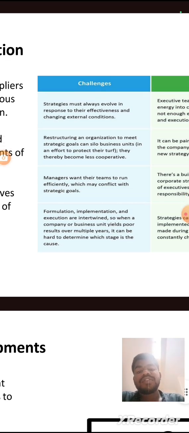And the second challenge: restructuring an organization to meet strategic goals can cause business units to silo in an effort to protect their turf. They become less cooperative. Managers want their teams to run efficiently, which can conflict with strategic goals. Formulation, implementation, and execution are intertwined, so when the company or business unit yields poor results over multiple years, it can be hard to determine which stage is to blame.